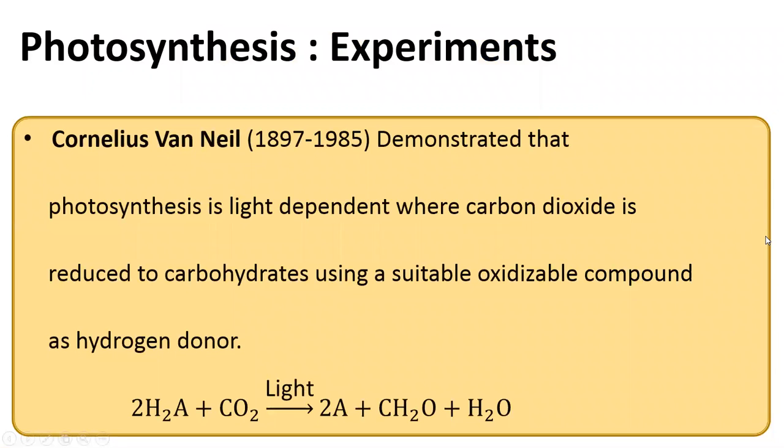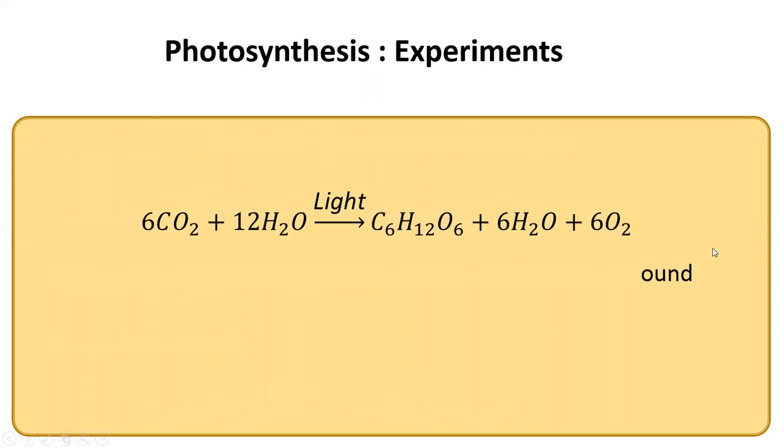Next, Cornelius van Niel. He demonstrated that carbon dioxide is getting reduced by a suitable hydrogen donor. So it goes like this. Carbon dioxide was getting reduced by a hydrogen donor, which he initially represented as H2A. So the hydrogen reduces carbon dioxide and converts it into a carbohydrate, and water was released during this process. Later, the experiment was conducted and it was found that this hydrogen donor was nothing but water in the case of green plants. So this was a preliminary experiment conducted by van Niel.